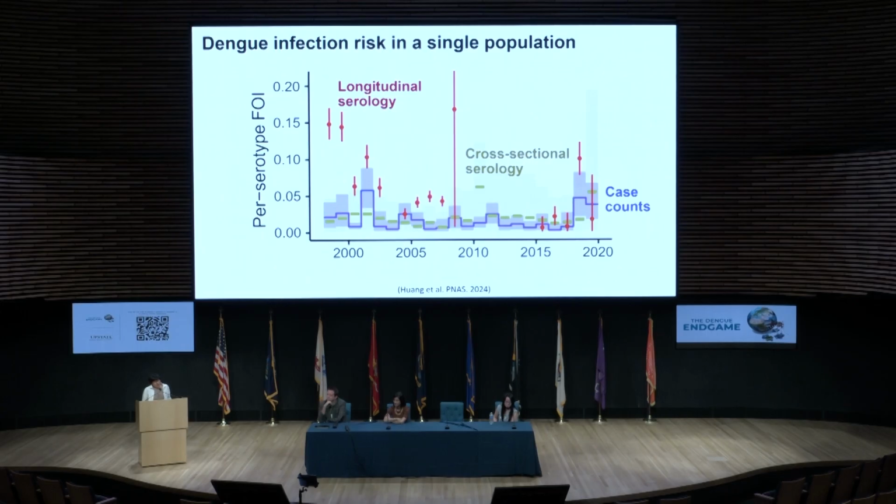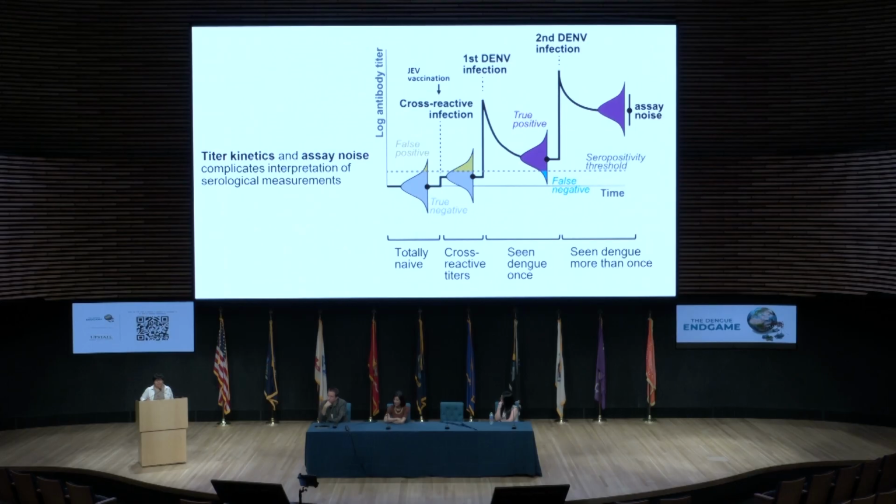It turns out, if we assume that these cohort studies, these longitudinal serology, are the ground truth, are our cross-sectional serology and case counts actually underestimating this infection risk by a lot? Turns out it's not quite the answer that we got from the study. So it turns out that with this titer kinetics and assay noise, we might have differing assays that might be more reliable, but still there will be some variability in the readouts.